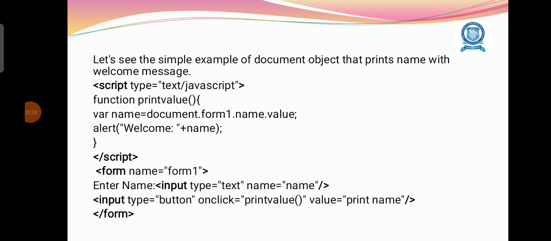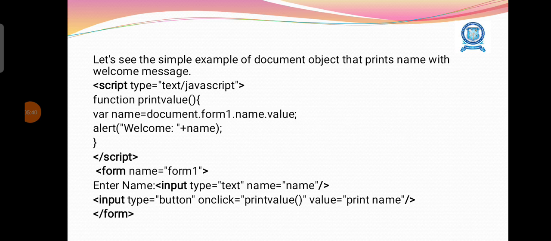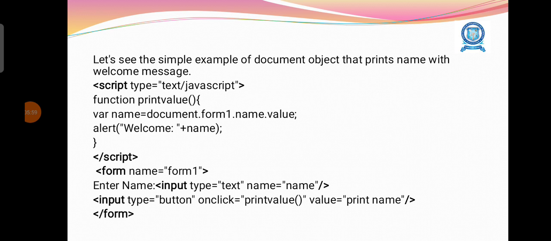Whatever operation is defined in the function will be executed. I already told the operation of the function: the function will retrieve the text value we typed in the input text field, and that name will be printed inside the function. Then inside the form we have given the event handling, onclick equal to printValue, that is, when we click the button print name, the function printValue will be called.